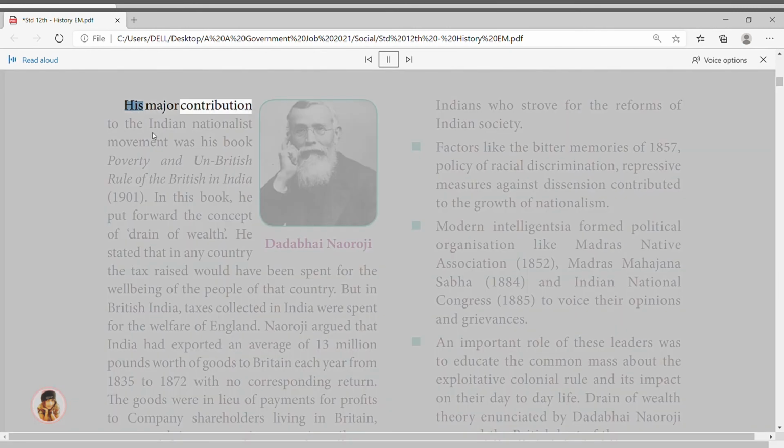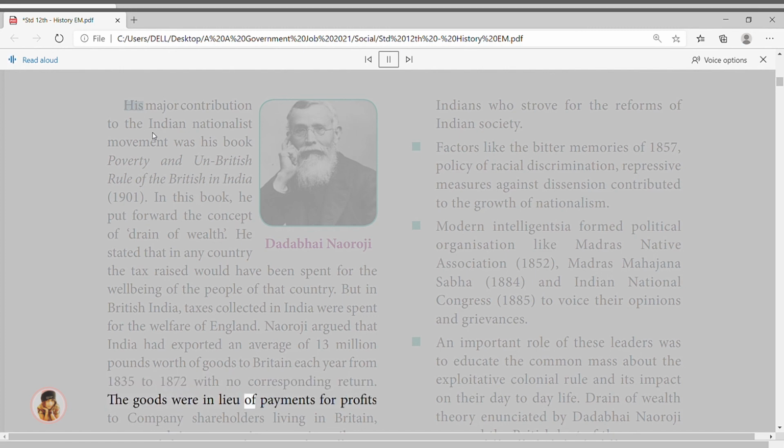His major contribution to the Indian nationalist movement was his book Poverty and Un-British Rule in India, 1901. In this book, he put forward the concept of drain of wealth. He stated that in any country the tax raised would have been spent for the well-being of the people of that country. But in British India, taxes collected in India were spent for the welfare of England. Naoroji argued that India had exported an average of £13 million worth of goods to Britain each year from 1835 to 1872 with no corresponding return.